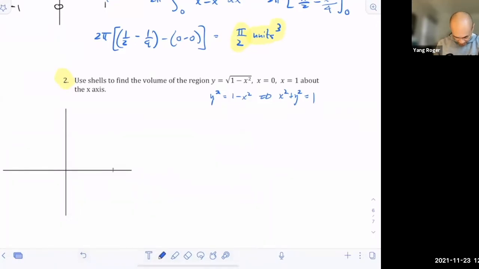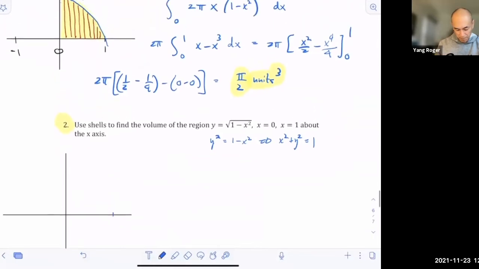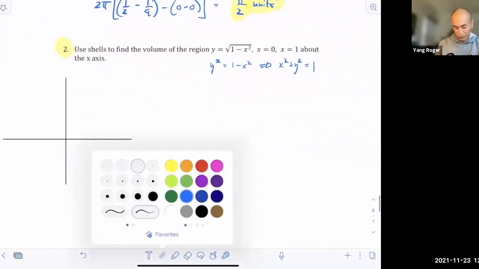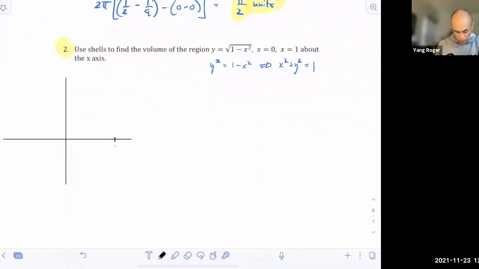The radius of the circle is going to be 1. So this is going to be 1. This is going to be 1. And this is going to be -1.